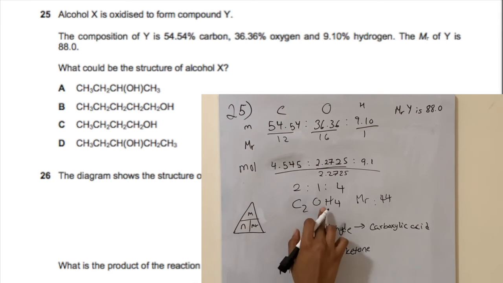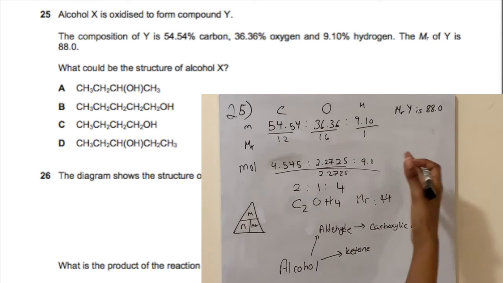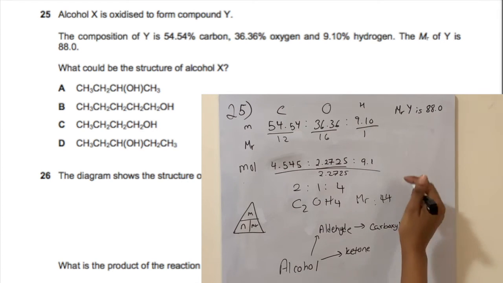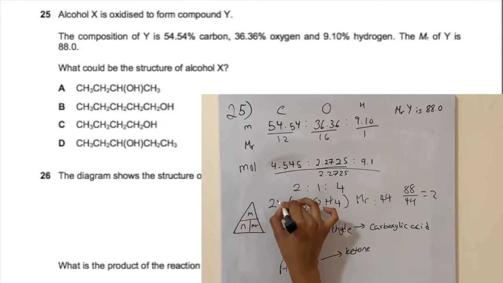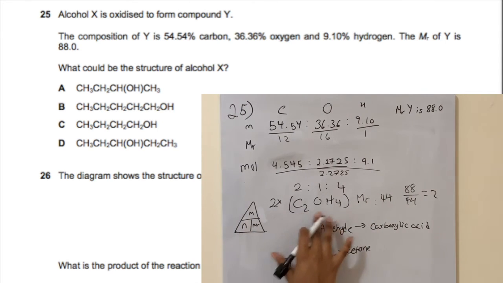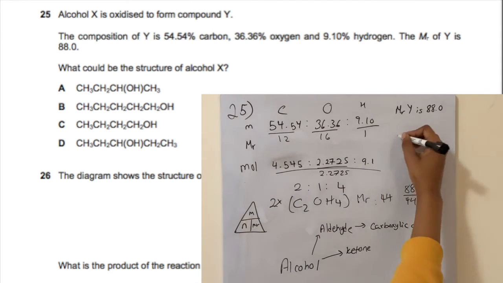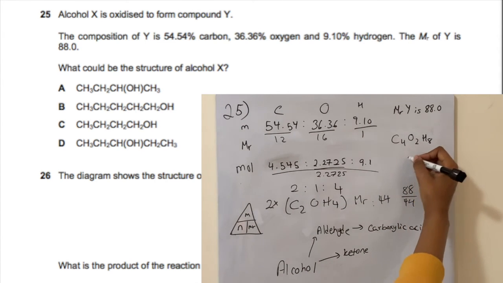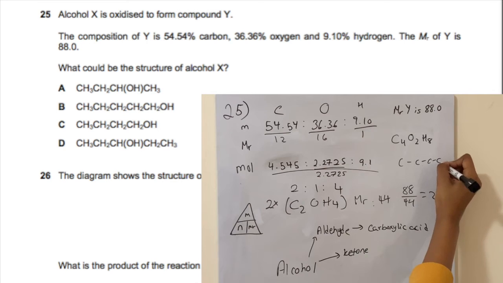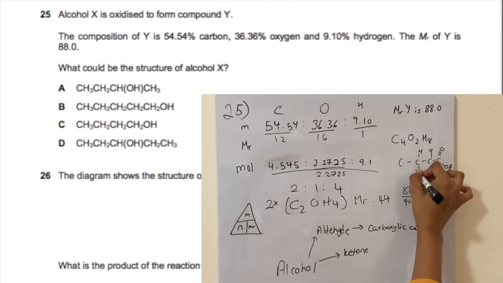So 12 times 2 plus 16 plus 4. But they told us that the molar mass of Y is 88. That means you have to multiply the whole thing by 2 because 88 divided by 44 is 2. So this is basically the empirical formula, but the molecular formula is going to be C4O2H8. So it's going to look something like this. 4 carbons, right? 2 oxygens, OH, and then the rest are all hydrogen, because we know that carbon forms 4 bonds.